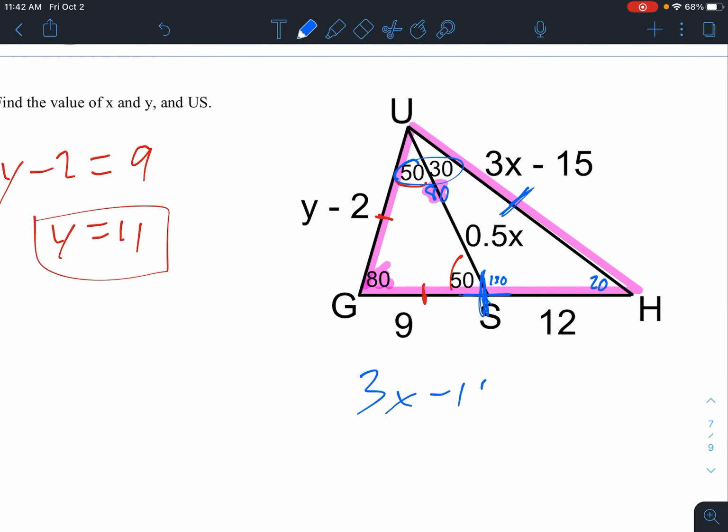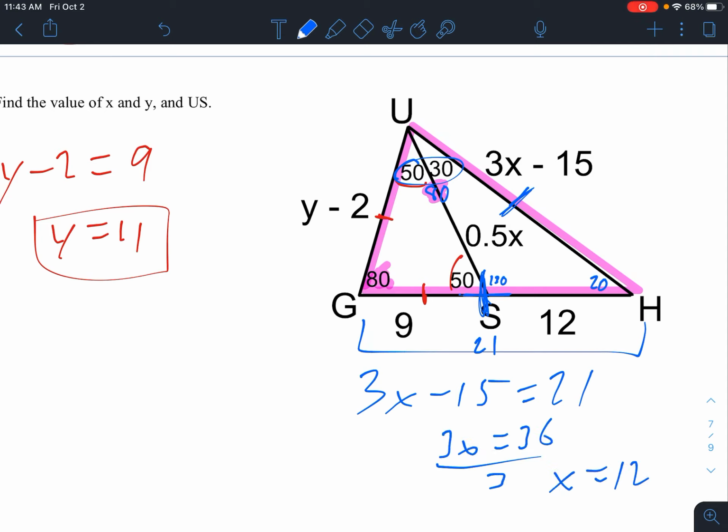So 3x minus 15 must equal 12. I'm sorry, not 12. The whole side, which is 21. Add the 15 over and divide by 3. We get x equals 12. And that is our second answer.